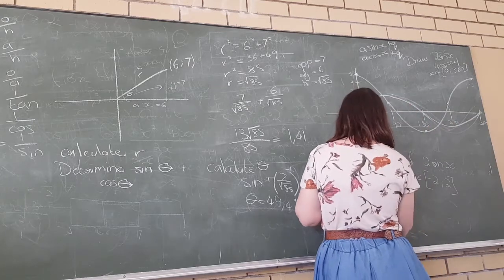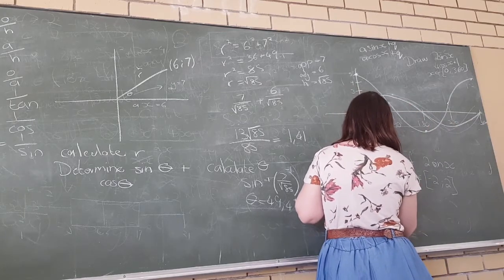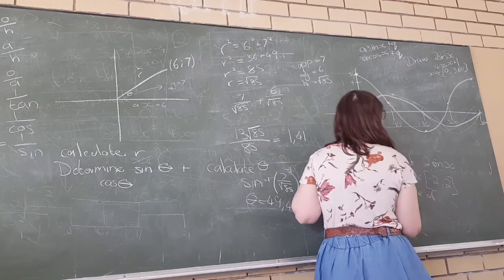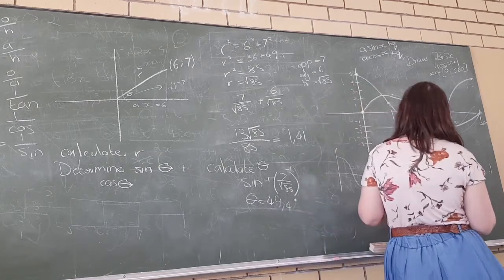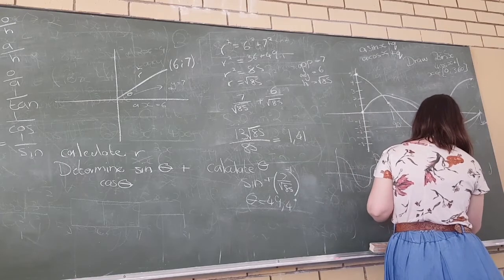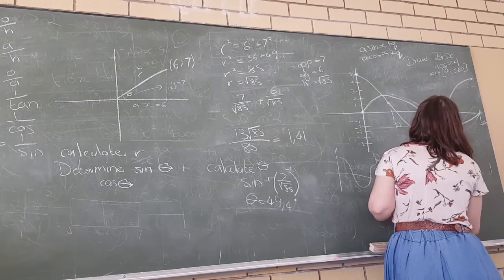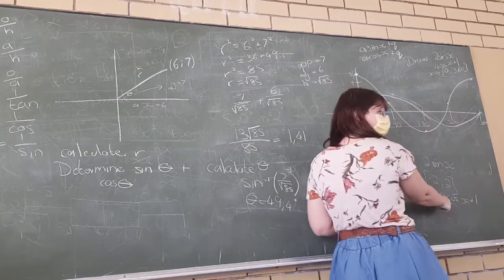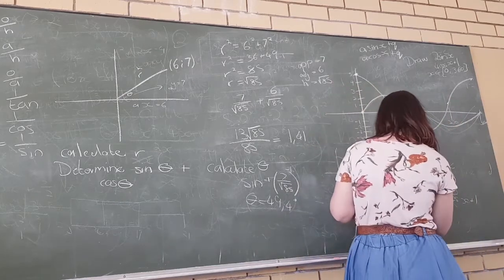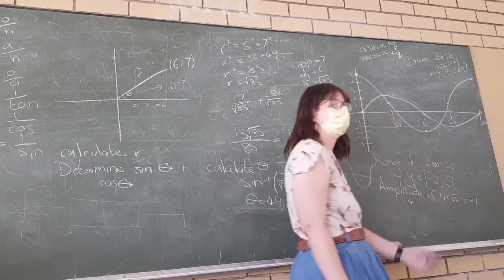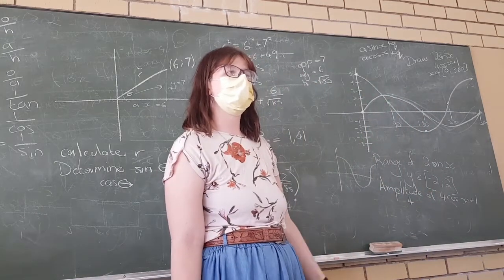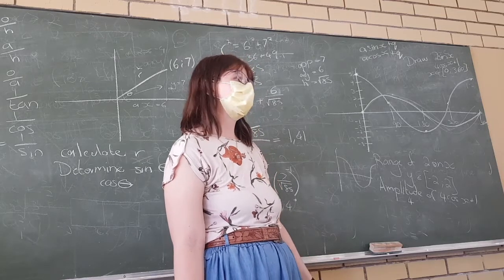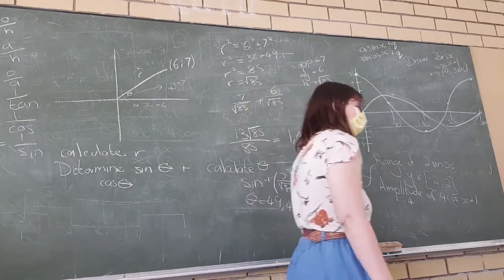Now, what is my amplitude of 4 cos x plus 1? My amplitude is 4, because my A value is my amplitude. Okay, do you see the difference there? Do you see the difference between amplitude and range?